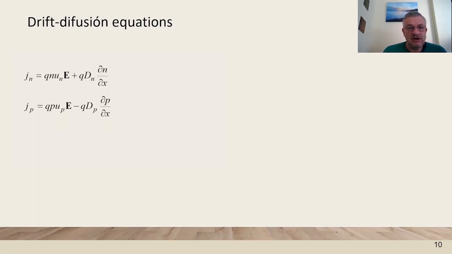We have seen so far two mechanisms for transport. One is diffusion, the other is drift in the electrical field, and we can combine them into equations for the current for electrons and holes, and these are called the drift diffusion equations.